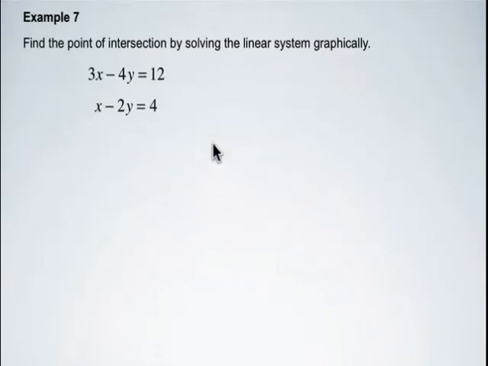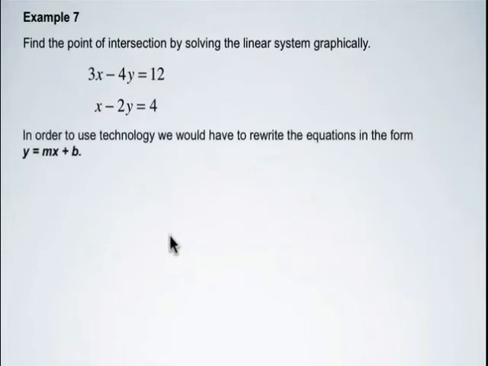So now if we're going to graph this linear system using technology, we're going to have to put the equation in y equals mx plus b form, or we're going to have to do this if we're going to use the slope y-intercept method for graphing the line by hand.